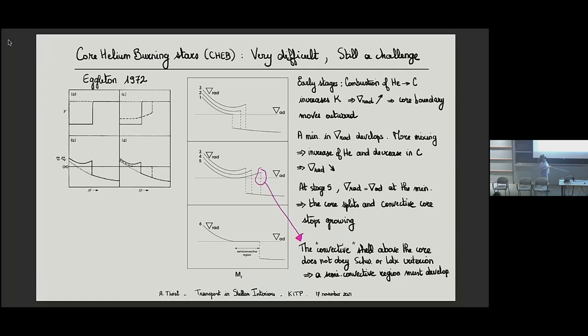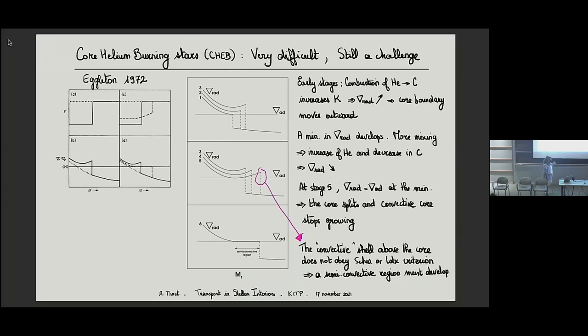And at that point, you will have splitting of the convective core, because if these go down, like this, the convective core stops here and then there is another shell up here.